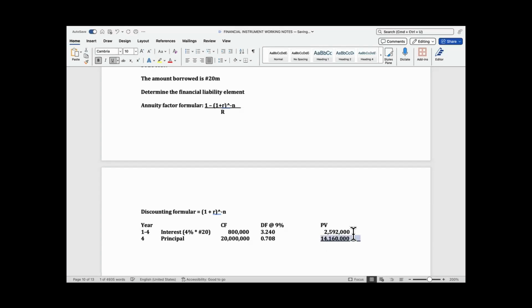So now I can then sum the two together. If I sum them together, what do I have?